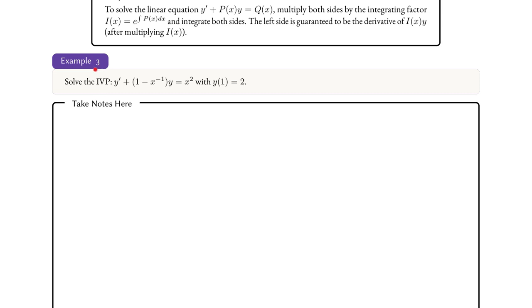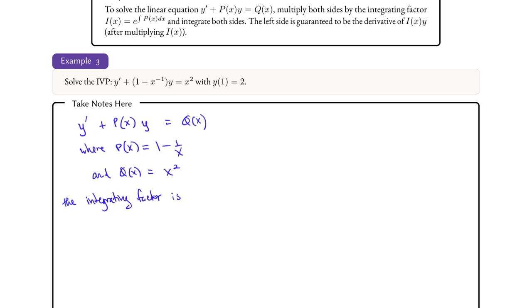Solving the initial value problem. This is the first order linear differential equation given the initial condition: when x equals 1, y equals 2. Observe that this is a first order linear differential equation where p(x) is 1 minus 1 over x and q(x) is x squared.